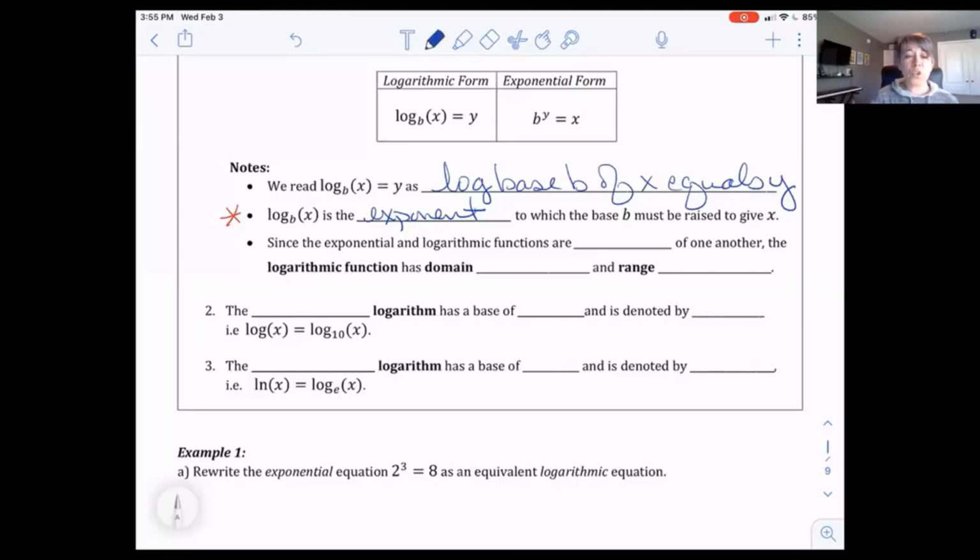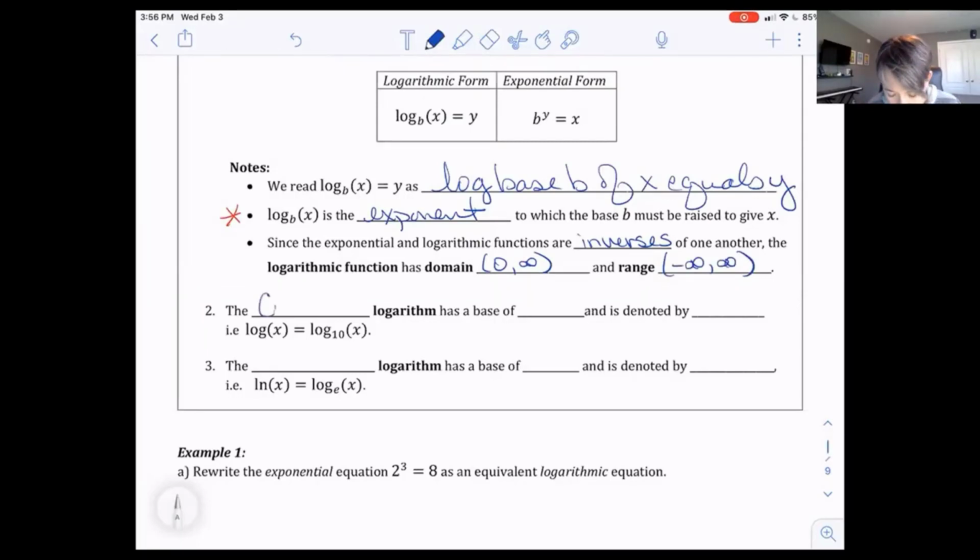So since exponential and logarithmic functions are inverses of one another, that means that their domain and ranges are switched. So the logarithmic function has a domain from 0 to infinity, 0 not included, and a range from negative infinity to infinity.